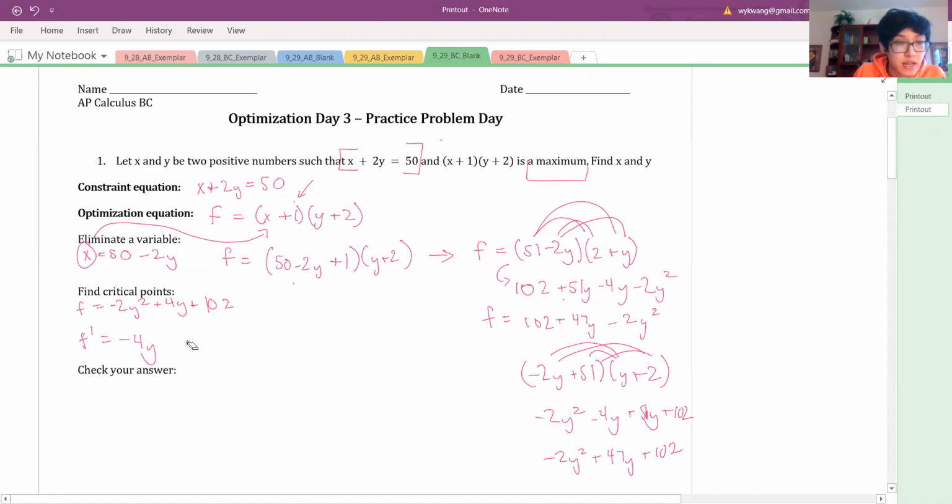Oh wait, sorry, I have this written down wrong, I think. I was looking at this and it does not look right. So it is 47y. So negative 4y plus 47.